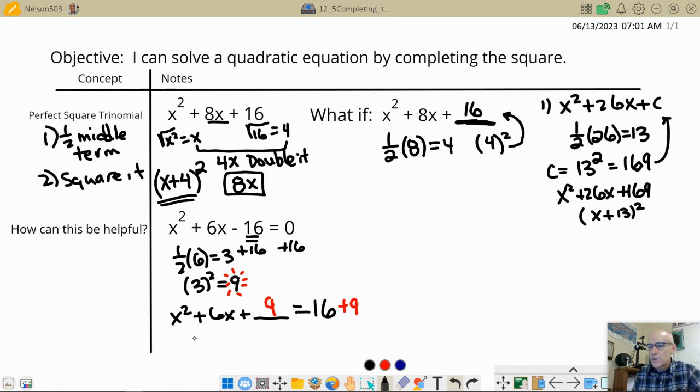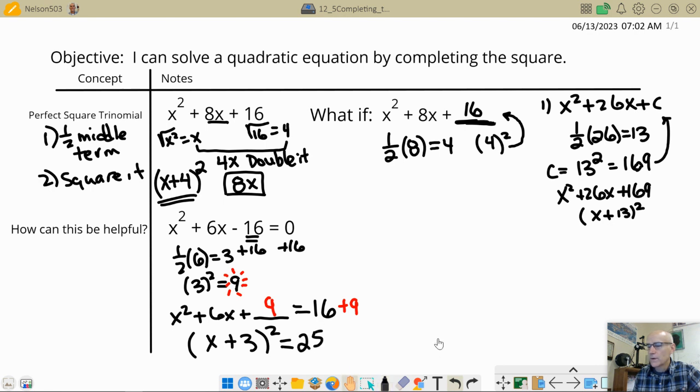Now I have a perfect square right here, a perfect square trinomial. And so I go x plus 3 quantity squared. Remember, it's the square root of the first term and the square root of the last term. Those are the two terms in our binomial down here that's being squared. And then we've got 25 on the other side. All right, let's keep going.